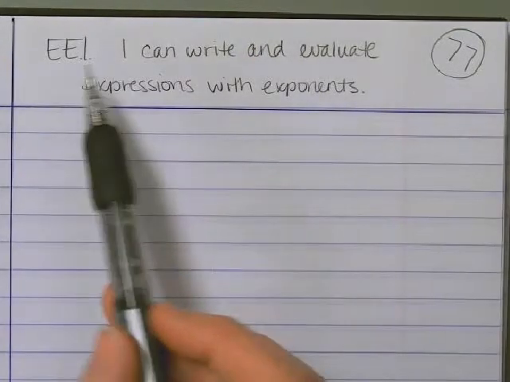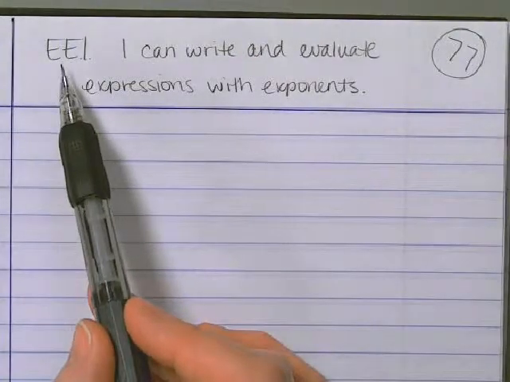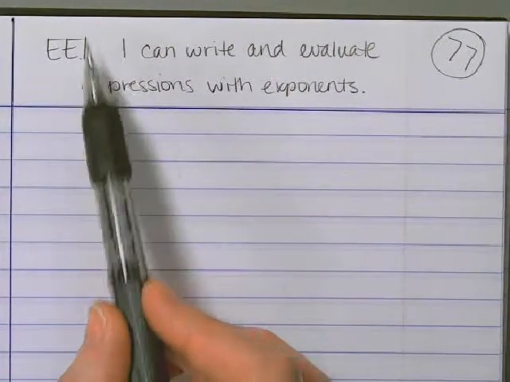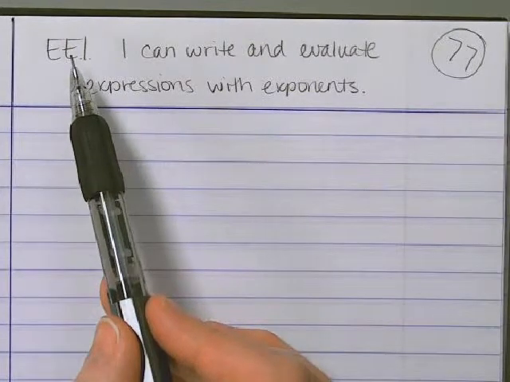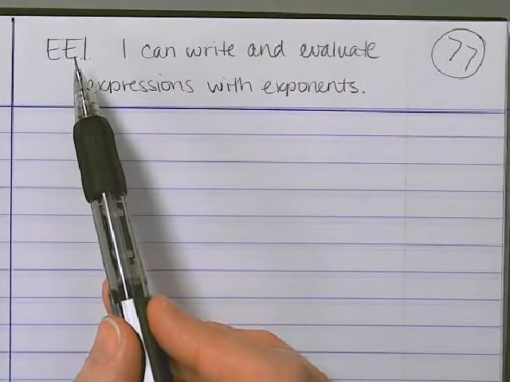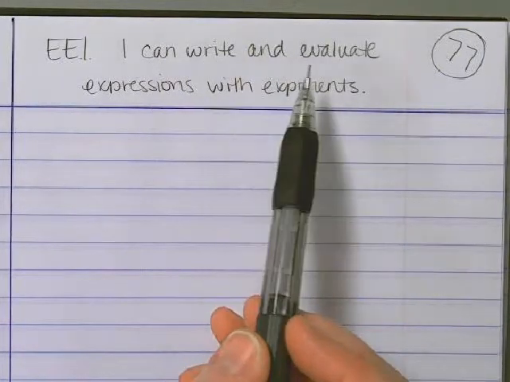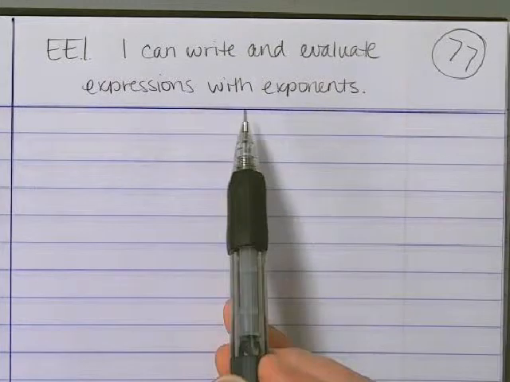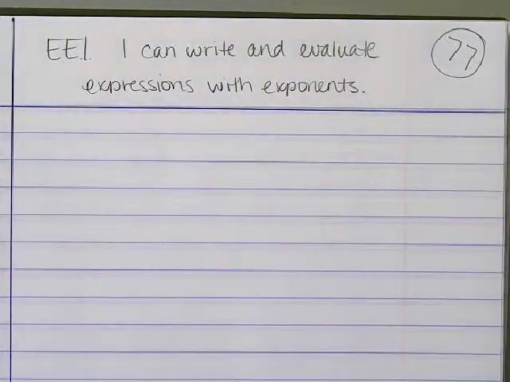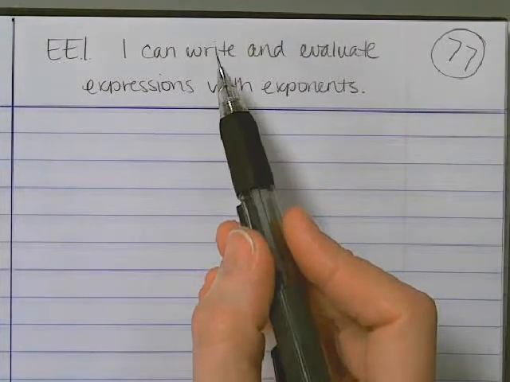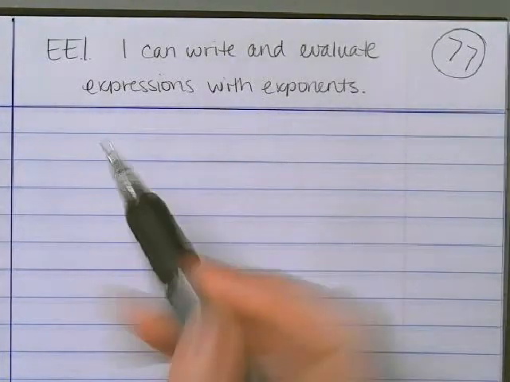Okay, so as I said, we're starting our first learning target under expressions and equations. Whenever you see this EE and a different number here, we've moved into a different target within that expressions and equations unit. So our learning target for today is I can write and evaluate expressions with exponents. Now, this is a lot of information in one target, so we're going to break this down into a couple of days. Today we are going to focus on just the writing expressions.